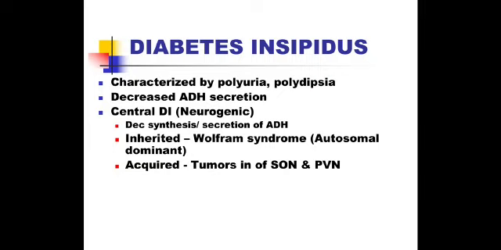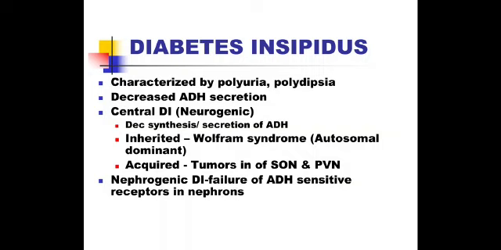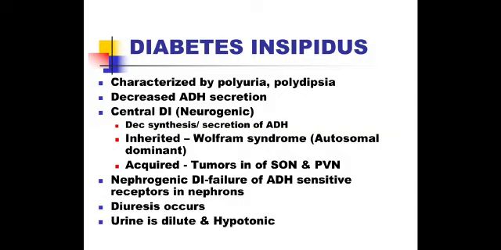The central type is also called neurogenic, where there is decreased synthesis or secretion, which can be inherited or acquired. Inherited is mainly genetic, mainly the autosomal dominant Wolfram syndrome, whereas if there is a tumor in the supraoptic region, it is the acquired type. Nephrogenic is failure of ADH sensitive receptors, that is the V2 receptors in the nephrons. There is diuresis, which eventually causes the urine to be dilute and hypotonic.